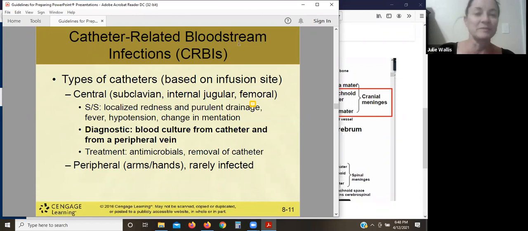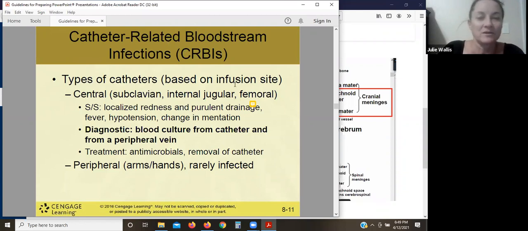Catheter-related bloodstream infections. There are quite a few, and I don't think there are any questions that have these crazy abbreviations that your book seems to love. But there are several of these that are more specific, referring to a certain type of hospital-acquired infection. So this is one of those, specifically catheter-related bloodstream infections.